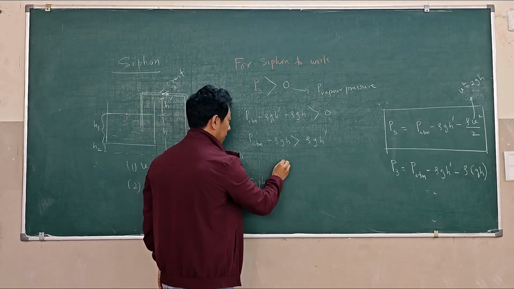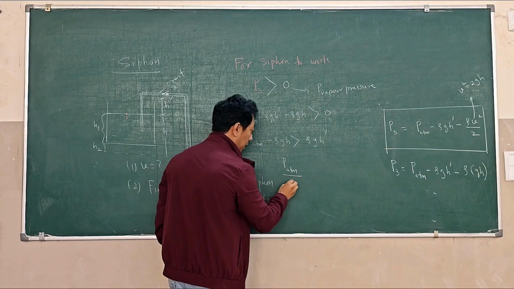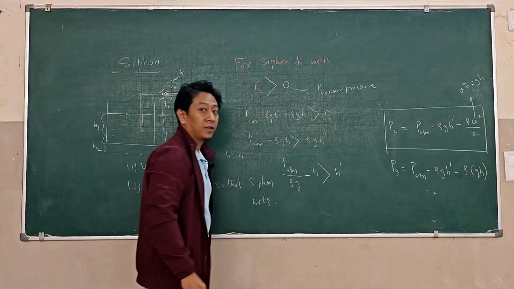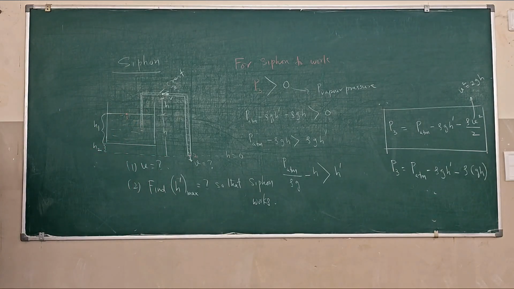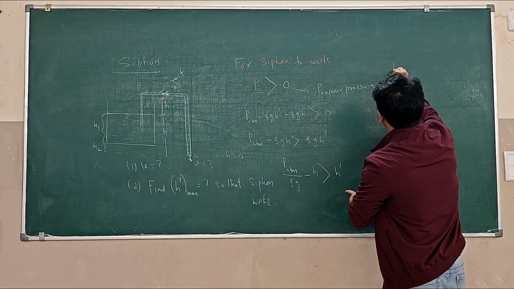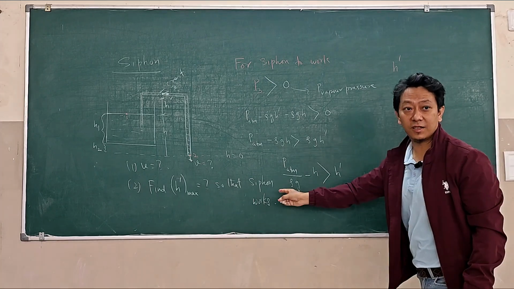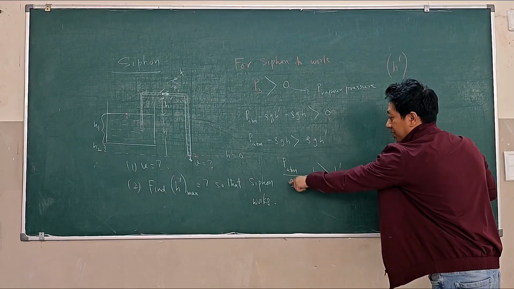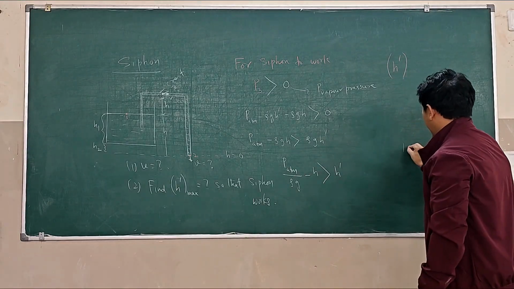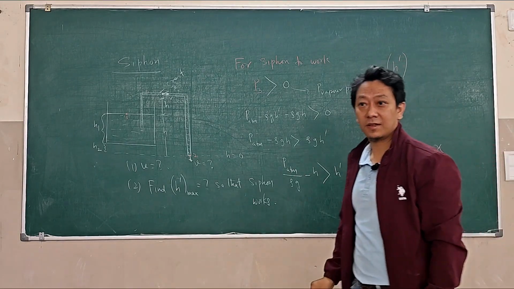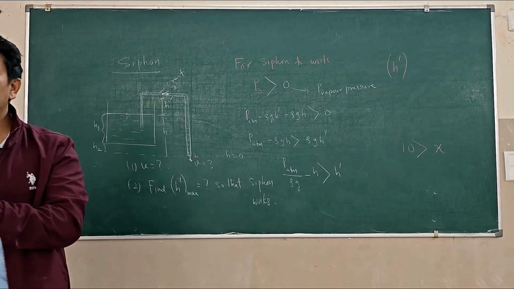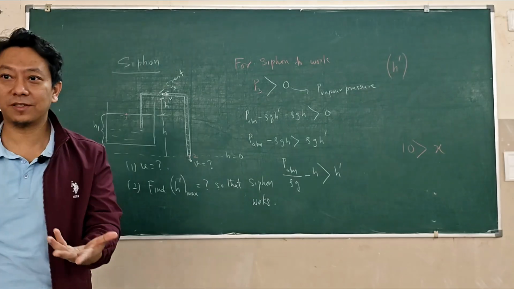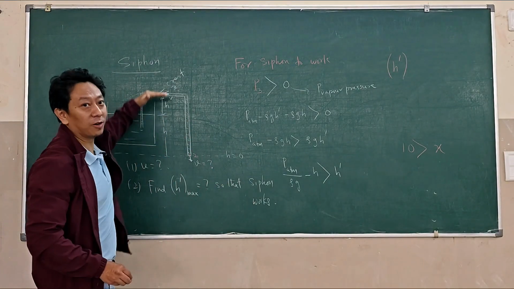Divide by rho g. So P atmosphere by rho g minus h should be greater than h dash. That means h dash should be what? h dash should be less than this. Suppose 10 is greater than x. What does it mean? Any value of x should be less than 10. So 10 is what value of x? Max value. So more than that it should not be.